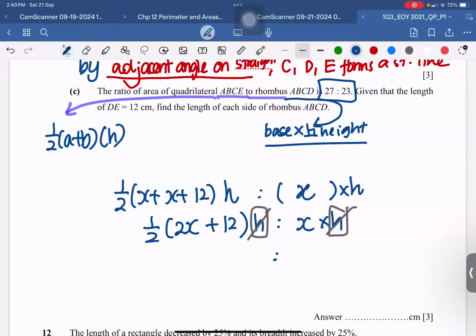Let me expand and simplify this. Half times 2x is x. Half times 12 is 6. And then this one is just x after I cancel away. They give me 27:23.